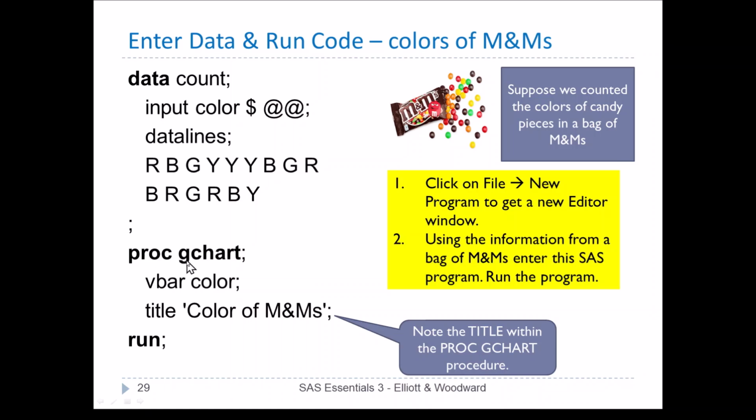Then we're going to create a simple chart using proc gchart. In this case, we're going to create a vertical bar chart, V-bar, on the variable called color. Again, that's the name of the color variable we're creating. And we're going to give it a title. Title's in a little different place than where it was in our previous example, but nevertheless, it'll work. So again, type this in, make sure it looks good, make sure the colors appear in the right space, and then submit it.